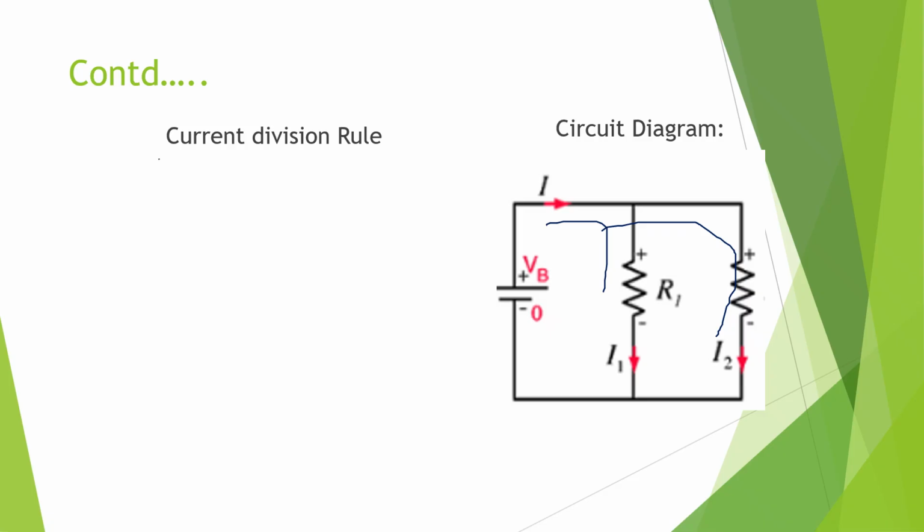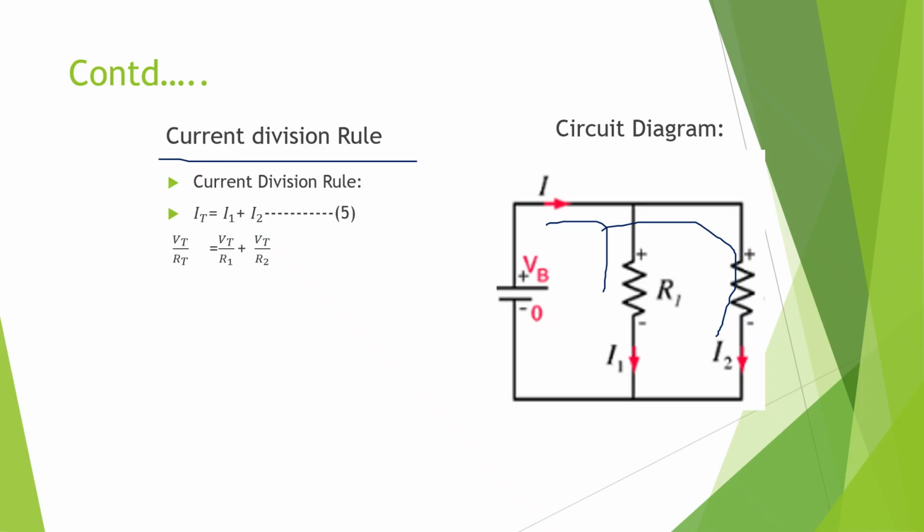For that, in a series circuit, it is a voltage division rule. In a parallel circuit, as we are dividing the current, it is called the current division rule. So we can rewrite the equation for I1. We all know the total current is equal to I1 plus I2. Rewriting the equation: It is Vt by Rt, I1 is Vt by R1, I2 is Vt by R2. So I1, by Ohm's law, we can write as V1 by R1.